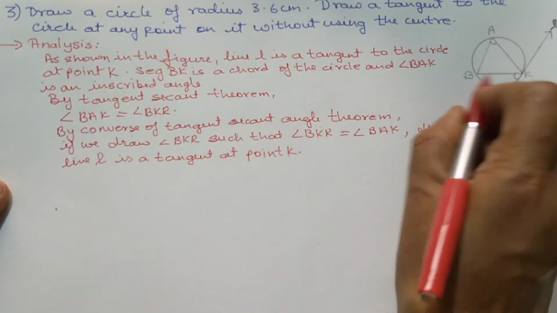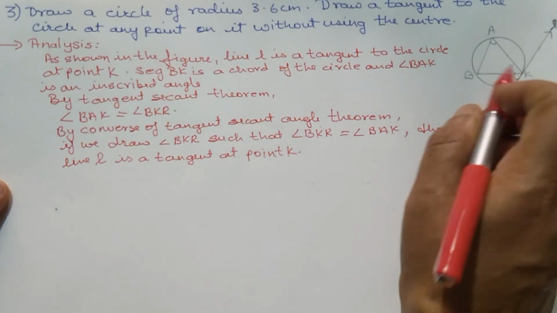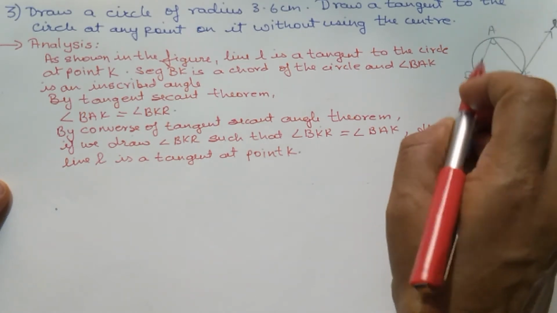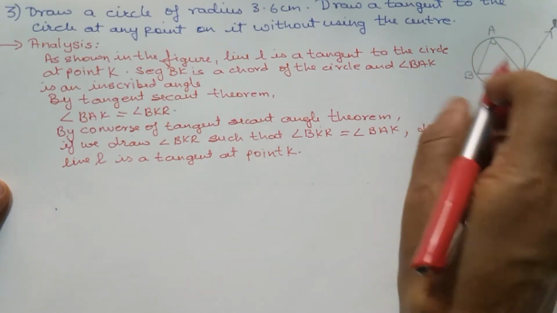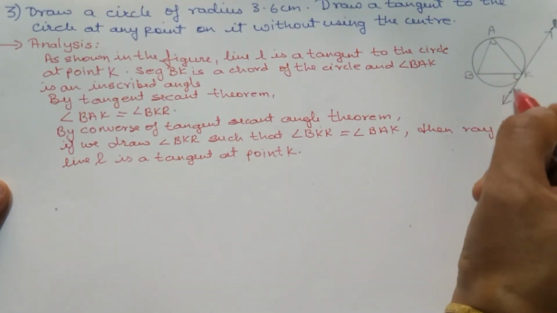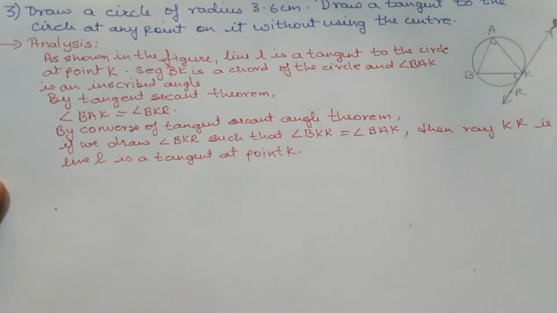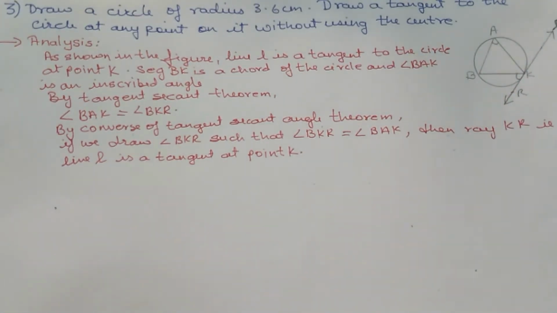We have to first draw the circle, then draw the chord BK, and from this chord draw an inscribed angle BAK, and then measure this angle, and the same measurement you should take over here, that is your tangent touching at the point K. Now we will construct the diagram.